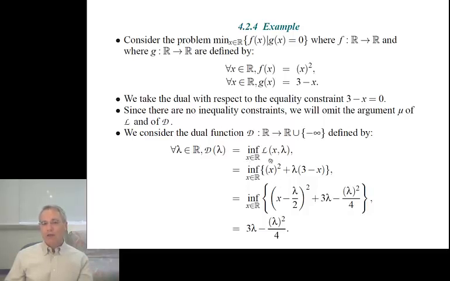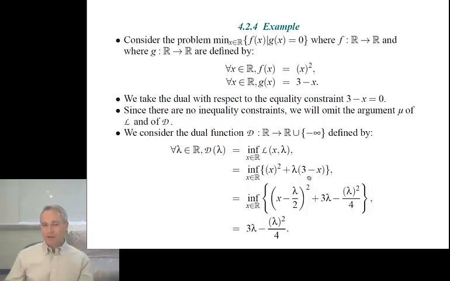The Lagrangian is equal to the objective, which is x squared, plus lambda transpose times the equality constraint function. Since we've only got one entry in the equality constraint function, we don't need to explicitly take the transpose. We've just got lambda times 3 minus x. So I want to take the inf of x squared plus lambda times 3 minus x.